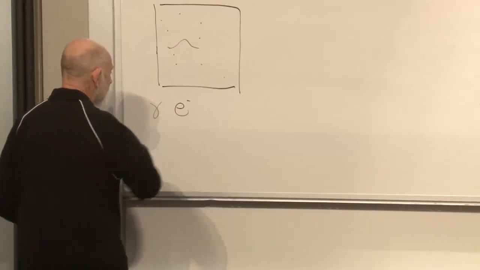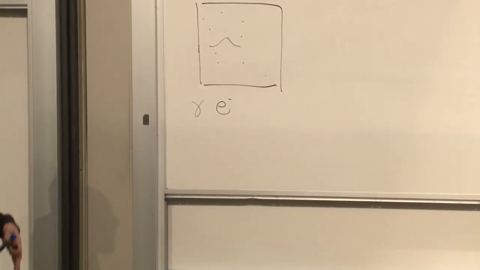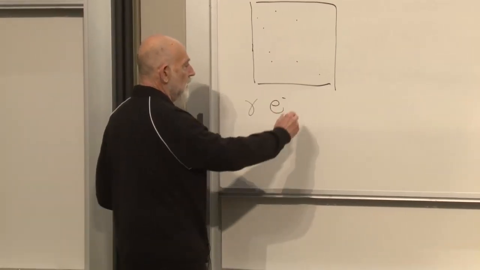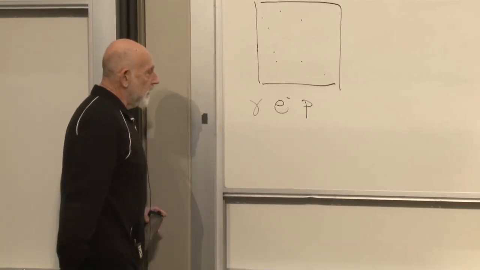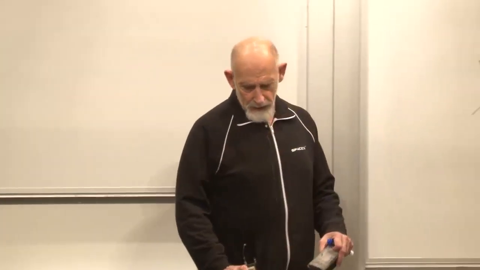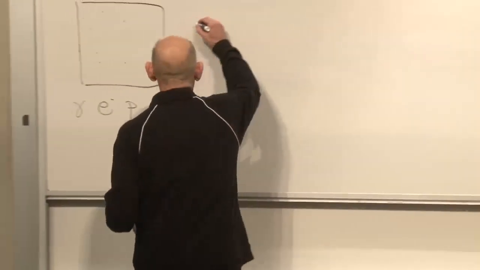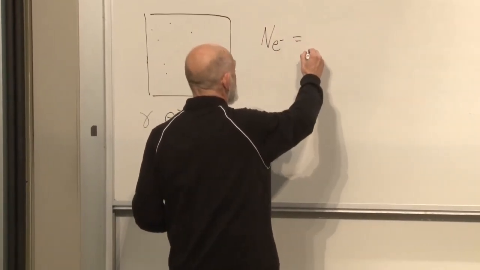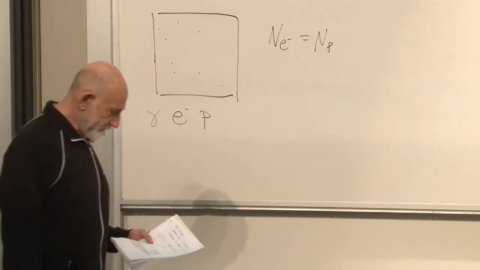We'll call them gamma, gamma for gamma ray, but they're not necessarily gamma rays, just gamma for photon, and there are protons, P. That's what's in the box. Gamma, electrons, and protons. The number of electrons, let's call it N E minus, is the same as the number of protons, and that's why it's electrically neutral.